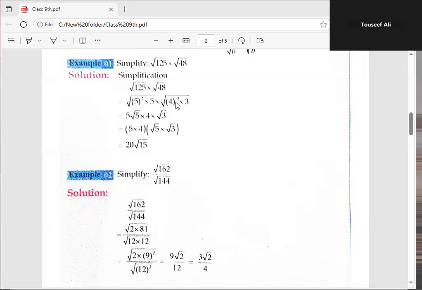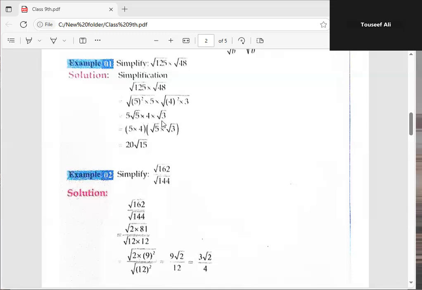4 fours are 16, 16 threes are 48. So we break this 48 into 4 square multiplied by 3, and 125 into 5 square multiplied by 5. Here square and square root cancel each other, and we get 5 root 5. Square and square root cancel each other, and we get 4 multiplied by root 3.